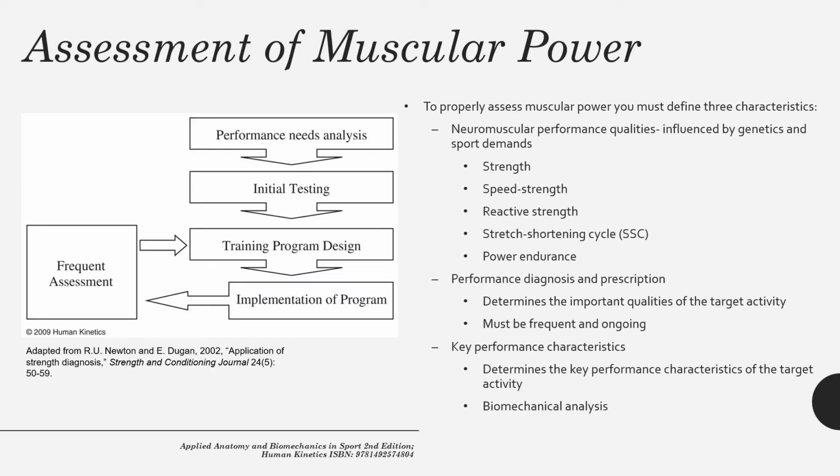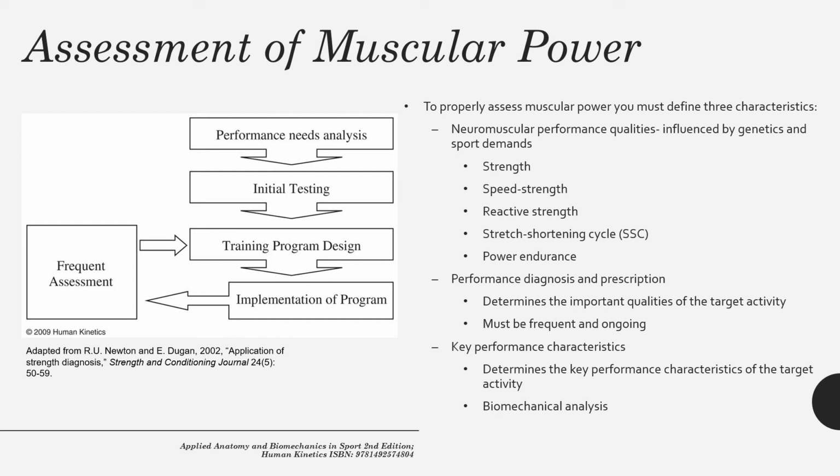All right, so now that we have a working understanding of power and its importance, we need to talk about how we actually assess this in a weight room or under coaching conditions. To properly assess muscular power, we have to define the characteristics that we are going to study. So, are we looking at neuromuscular performance qualities? These are genetics and sports demands. Well, the genetics one is kind of unfair because you're born with that one, but we can start looking at sport demands. What is going to be required for the sport in terms of strength, speed strength, reactive strength, stretch shortening cycle, and power endurance?